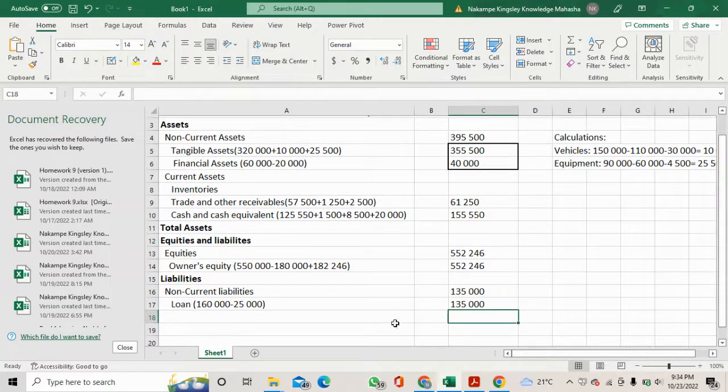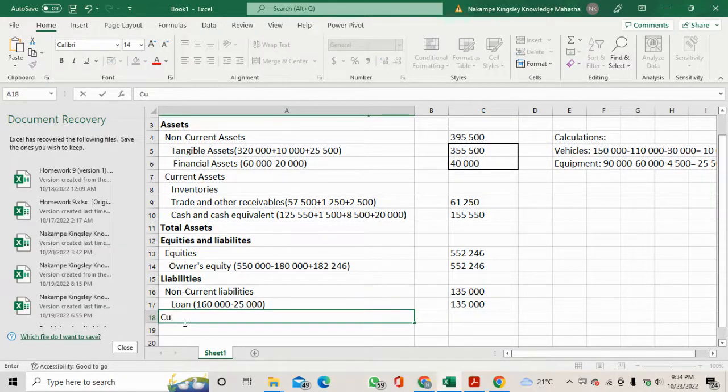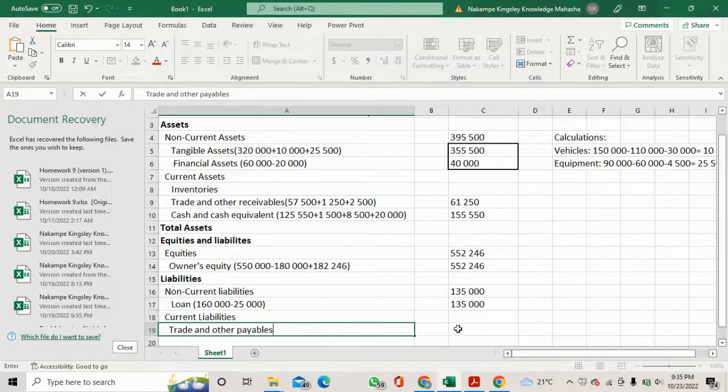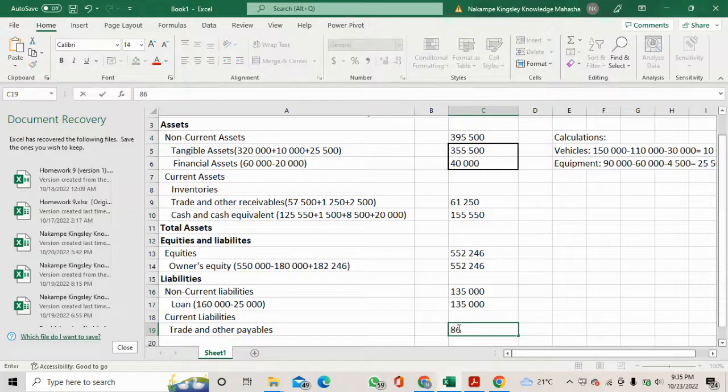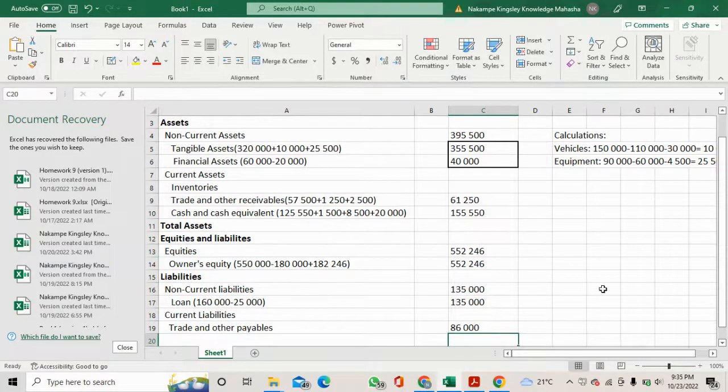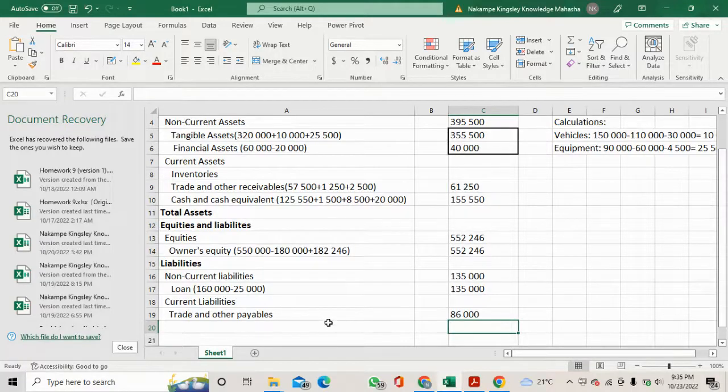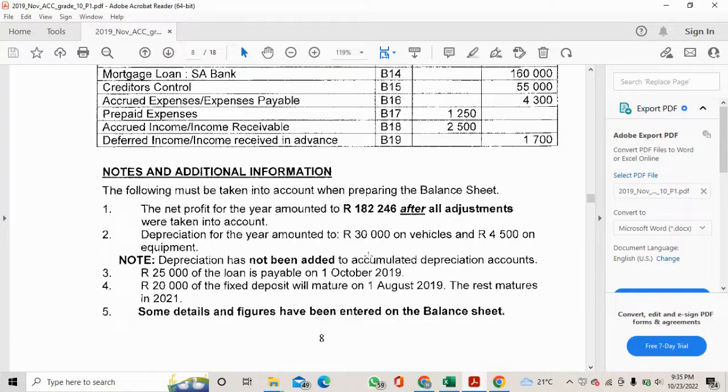So when you're done with the loan, you go to current liabilities now. Under current liabilities, we have trade and other payables. Remember, we were given this amount. They said it was 86,000, so there was no need for us to calculate it. But you can see what they did: they just came here under trade and other payables.